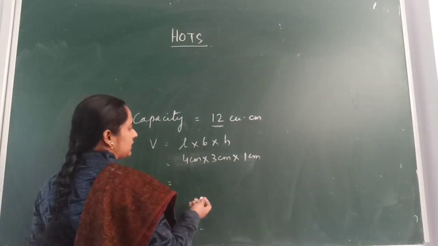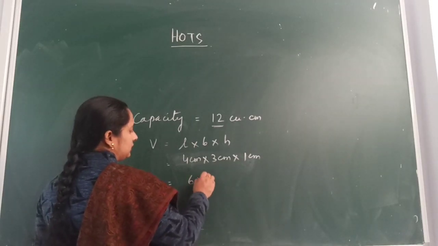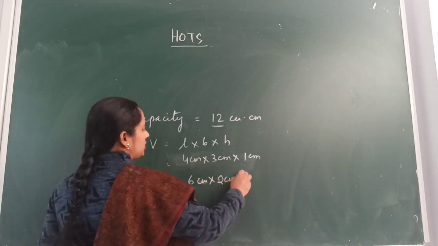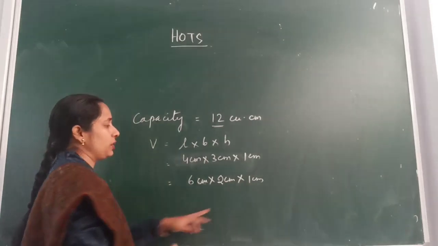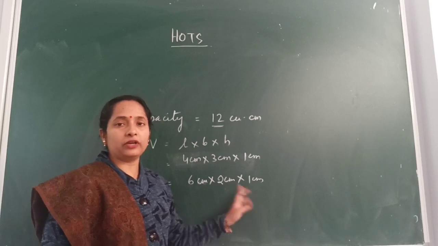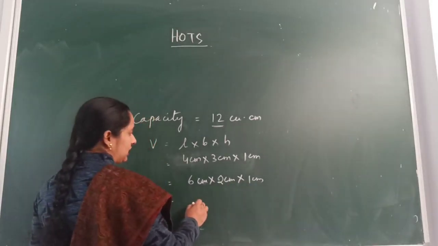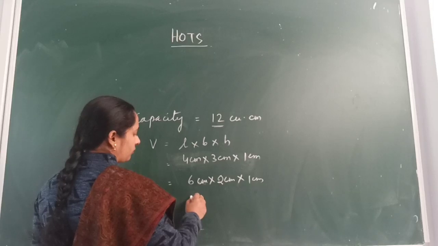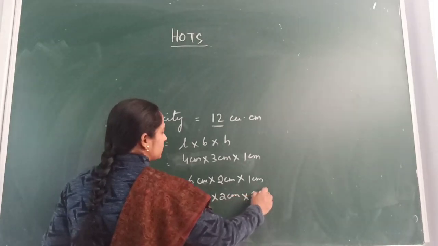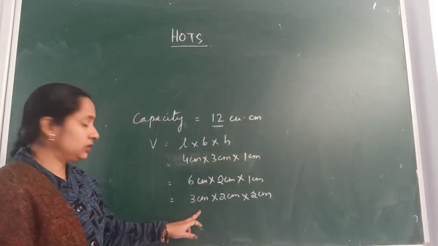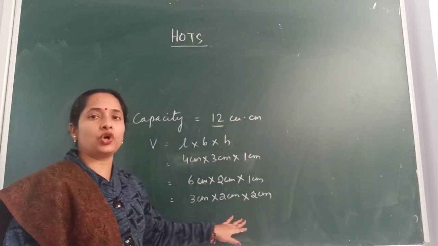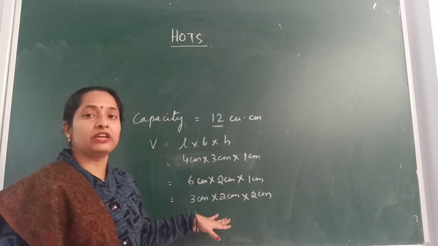Even we can take a container of dimension 6 centimeter by 2 centimeter by 1 centimeter, as 6 2s are 12 and 12 1s are 12, total 12 cubic centimeter. Even you can take it as 3 centimeter, 2 centimeter and 2 centimeter. See, 3 2s are 6, 6 2s are 12. Like this there are more possible ways which you need to find out.